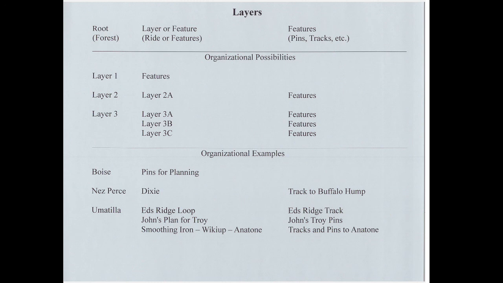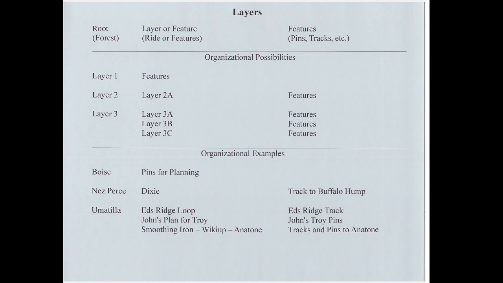But in that same Umatilla layer, there's one more layer that was John's plan for Troy. So that's a fictitious character that laid out a whole bunch of pins on a map and was going to show me the route down to Troy. He didn't have a track to show me, but he laid out a route with a bunch of pins. So that's its own layer, John's plan for Troy. And under John's plan for Troy, I've labeled his pins, John's Troy pins.